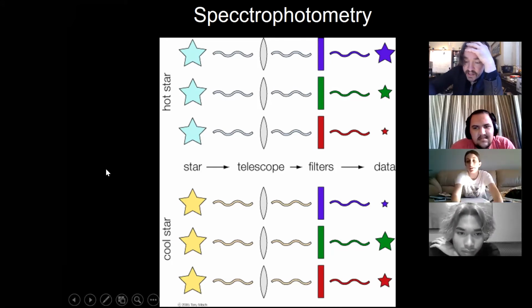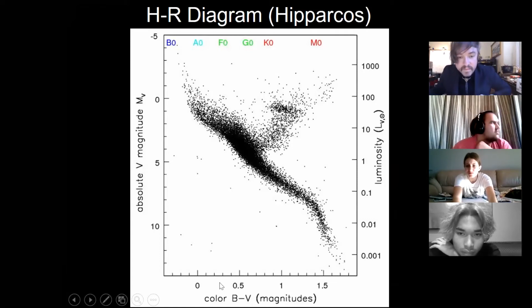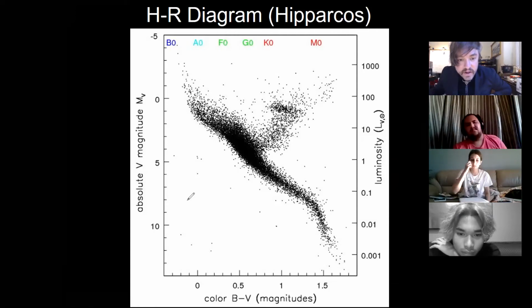So I want you guys to look at that real HR diagram again, and I want you to look at what they're plotting. On the x-axis, they're plotting color, blue minus green. Try to wrap your mind around that right now. You get a picture of a star. Let's have you guys try this so that you can understand it.